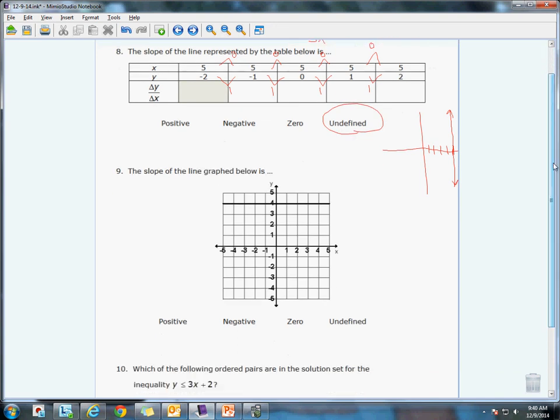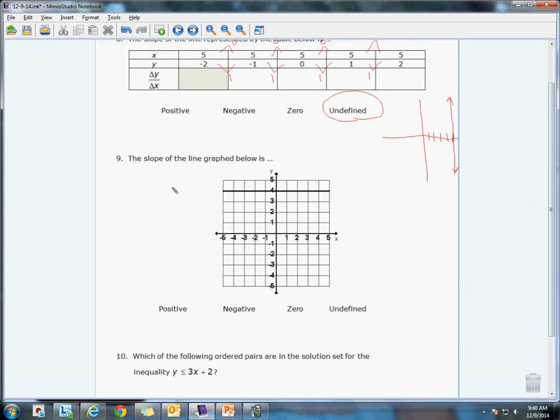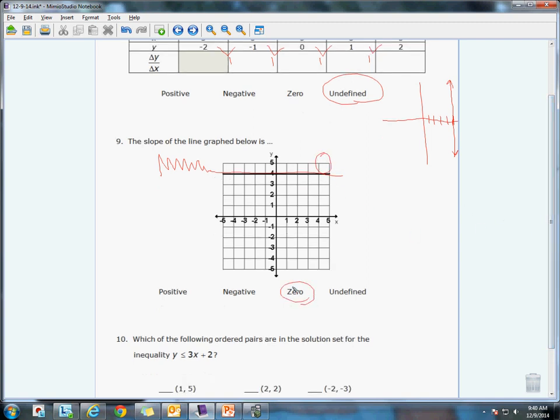Number 9, the slope of the line graph below is, okay, earlier I taught you about your little heart monitor. When it goes like this and all of a sudden you flatline and it goes all the way across, your slope for this line is going to be 0. Your heartbeat there is going to be 0. We're going to go ahead and draw out what the graphs look like for positive, negative, and undefined because you need to know that for your test.